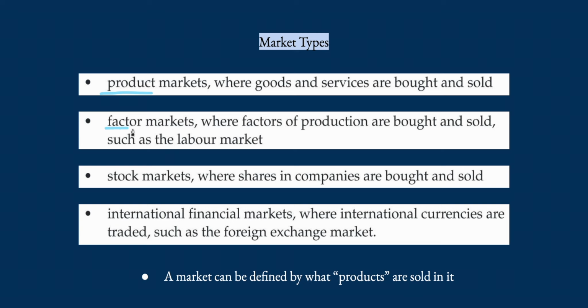Factor markets are where factors of production are bought and sold, such as the labor market. If you remember how we talked about the factors of production in the last video, there are 4 types of them, and as long as we remember the acronym MILK, we should remember all 4: management, land, labor, and capital stock. So factor markets are markets that sell specifically factors of production that producers later use to produce their products.